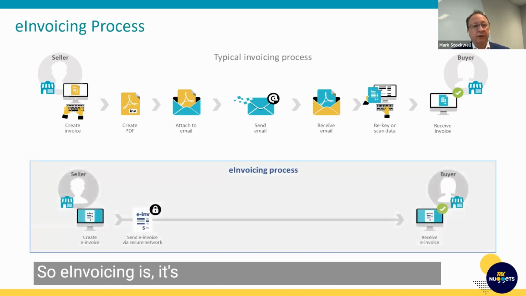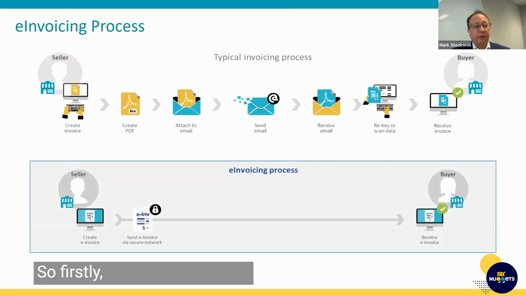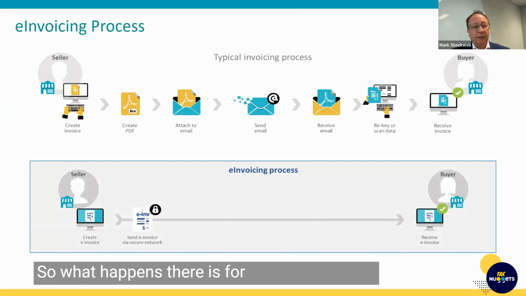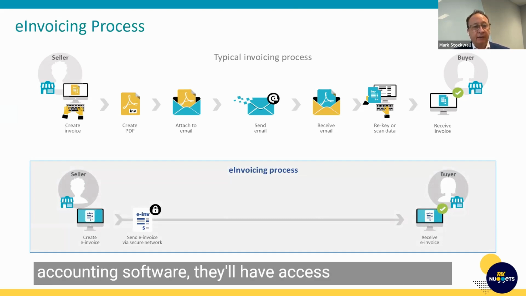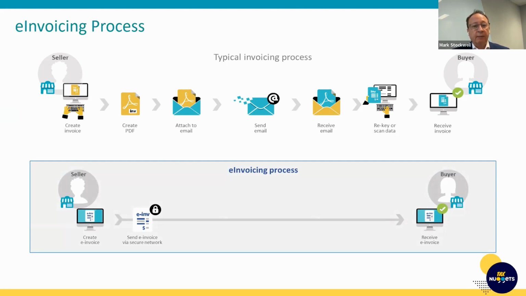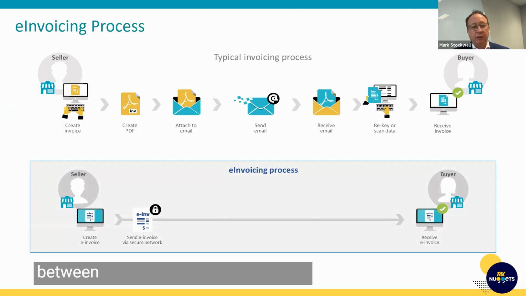So what we're taking away is that step-by-step process. So e-invoicing is a new, what I call standardized way to send and receive invoices through a secure network. I'm going to break that down for you. So firstly, the secure network. What happens there is that for businesses using accounting software, they'll have access to that network. So the invoice can then be exchanged between trading partners, agnostic of what accounting systems they may use.